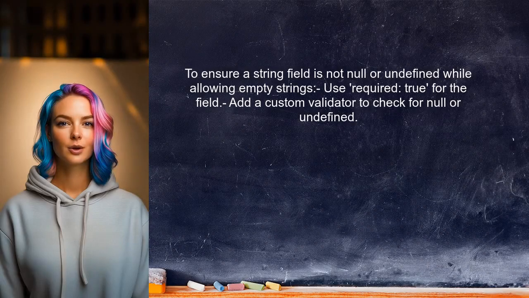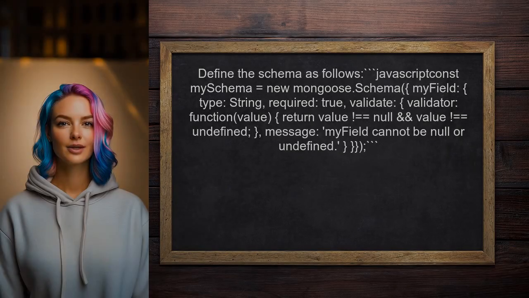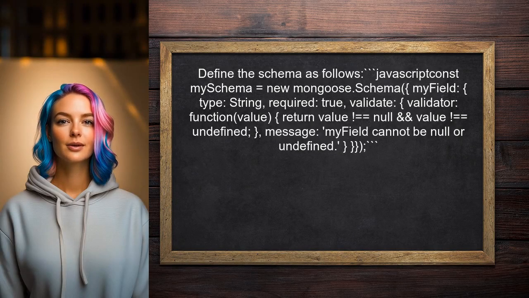To ensure that a string field in Mongoose is neither null nor undefined, while still allowing empty strings, the user can use a combination of the required property and a custom validator. The user can define the schema like this. First, set the type to string, then use the required property set to true. Finally, add a custom validation function that checks if the value is not null or undefined.